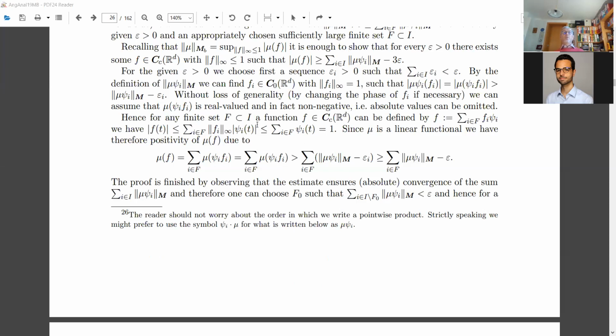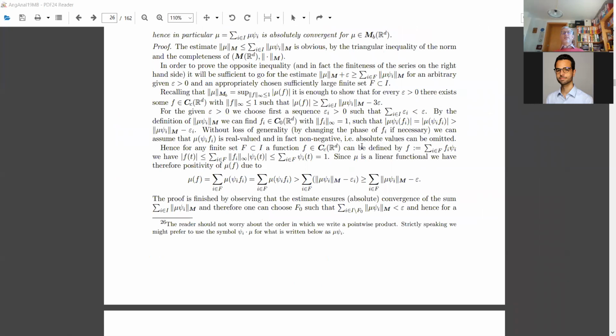Now, what we will do in order to come up with a continuous function is we will choose a suitable finite set. So I would say we collect the important elements for the sum, such that a finite sum of these elements, fi times psi I, is giving us a significant output to the measure mu. Okay, so how do we choose the finite set?